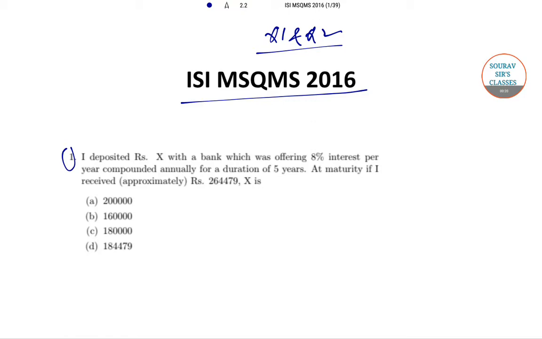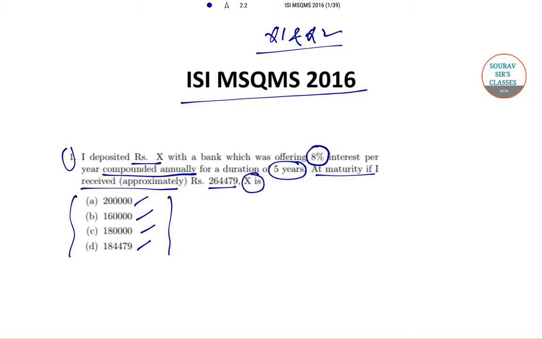In question number 1, it is said that I deposited rupees X with a bank which was offering 8% interest per year, which was compounded annually for a duration of 5 years. And at maturity, if I received approximately rupees 2,64,479, then X is 2 lakh, 1,60,000, 1,80,000 or 1,84,479. So basically this is a problem on compound interest.